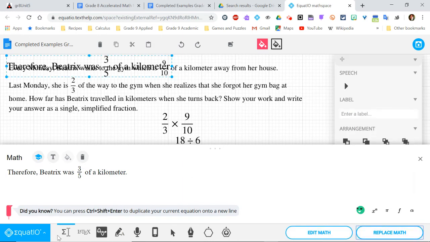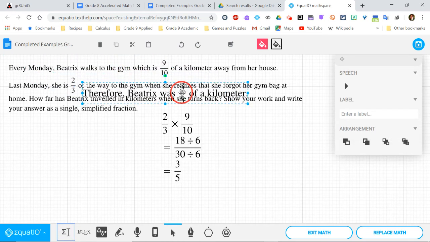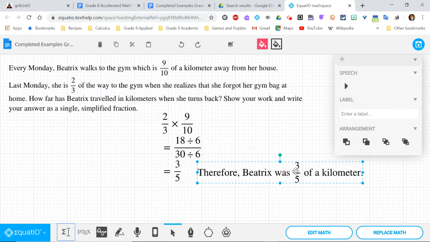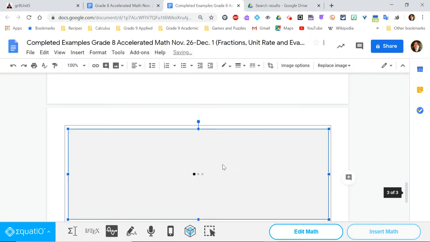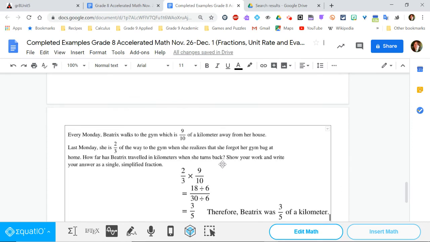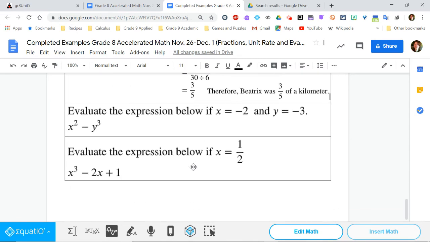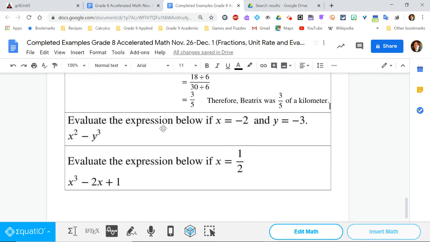All right, and again, you'll notice it put it on top. I just need to drag it, and then I'm going to insert. And it flashes, and there's my work. So we have 2 questions left that I'm going to work through right now.